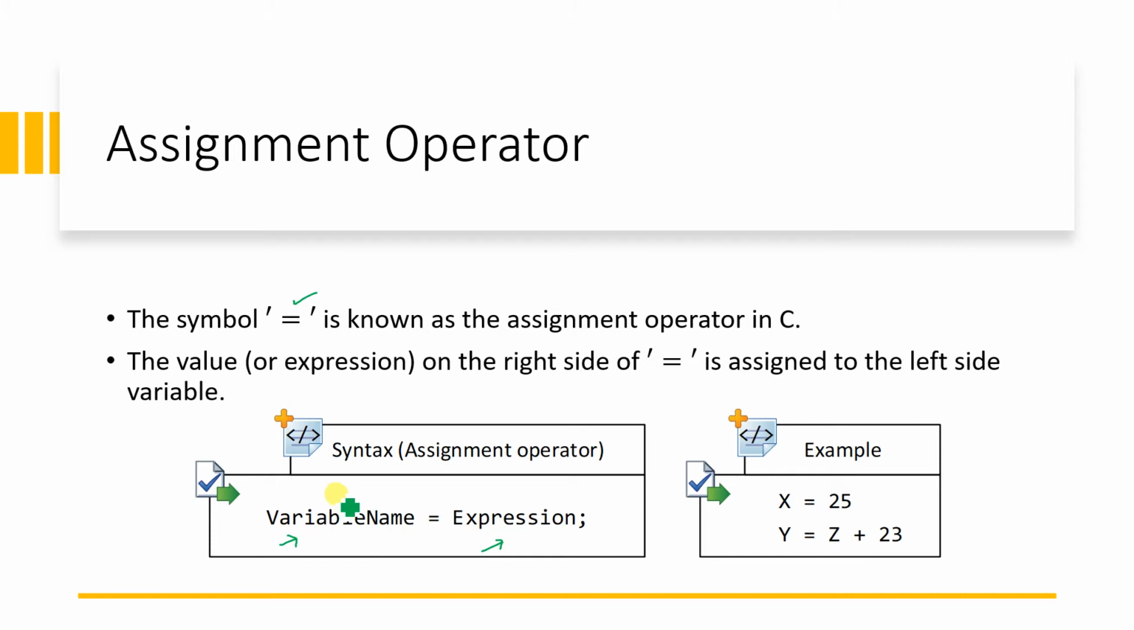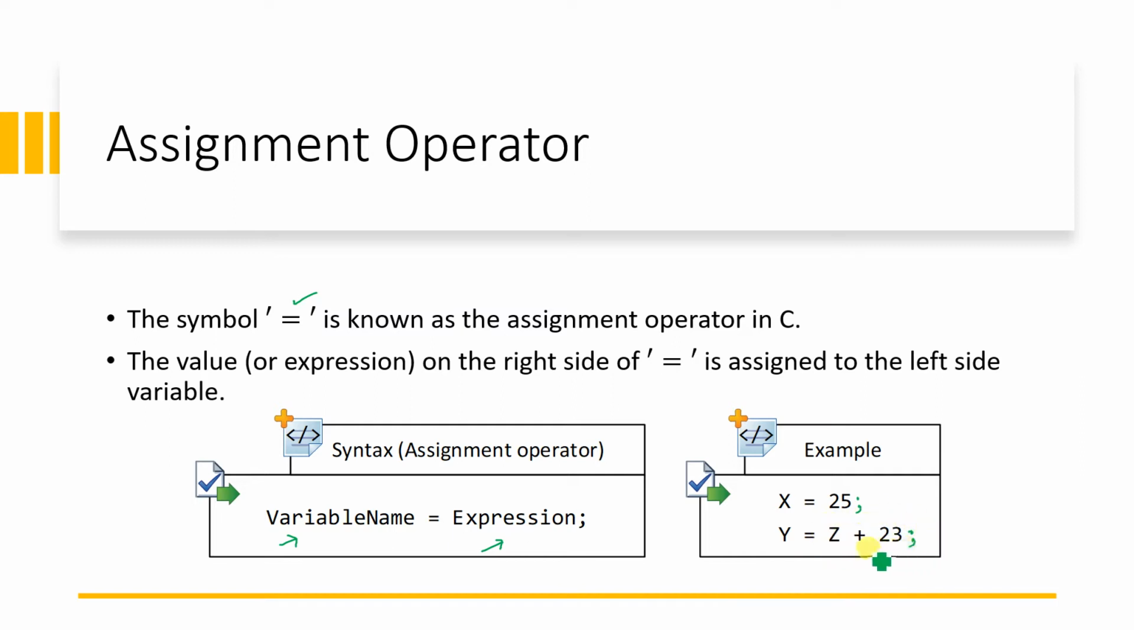If you see here, I have taken two examples. The first is x is equal to 25, where 25 is an integer number that I want to assign to x. Obviously there must be a semicolon over here if it is a C statement; I have mistakenly not specified it. So x is equal to 25 means I am assigning 25 to the variable x. And in the second example, I am showing y is equal to z plus 23.